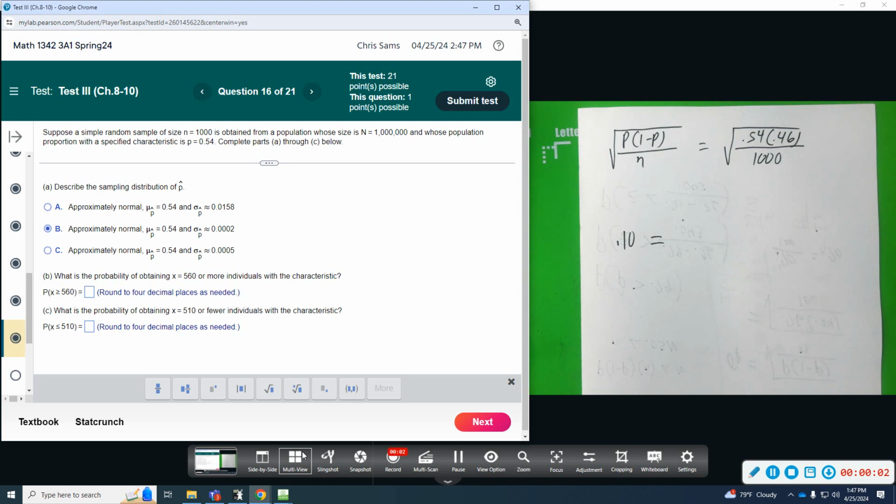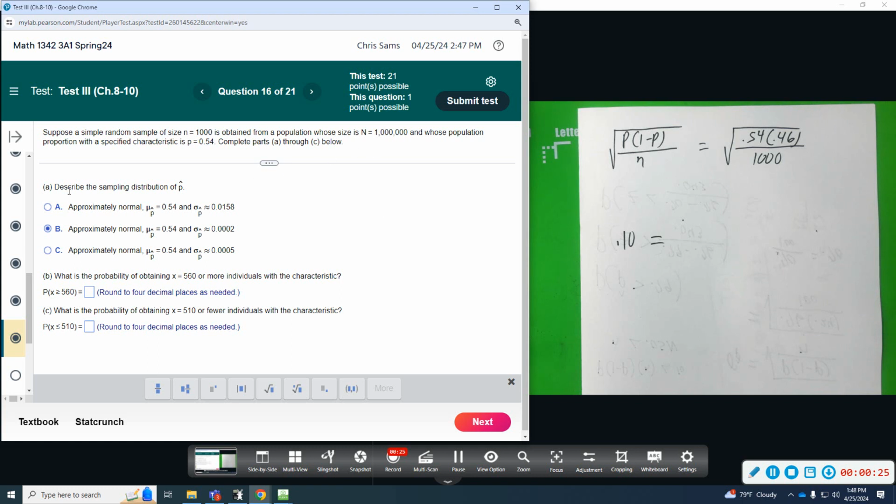All right, 16. We have a simple random sample of 1,000 obtained from a population whose size is 1 million, and the population proportion is specified to have a characteristic of 0.54. We're going to complete parts A through E. So I wrote a couple of the formulas we need right here.